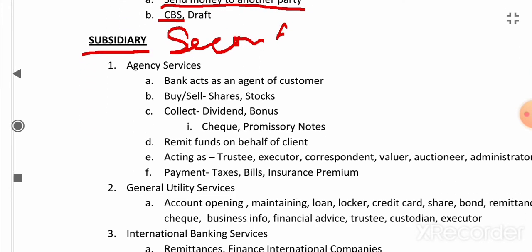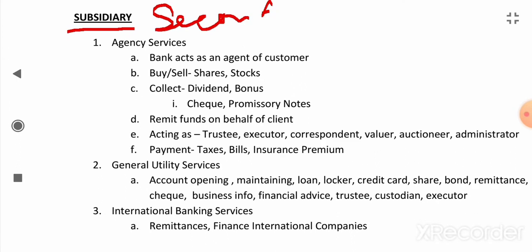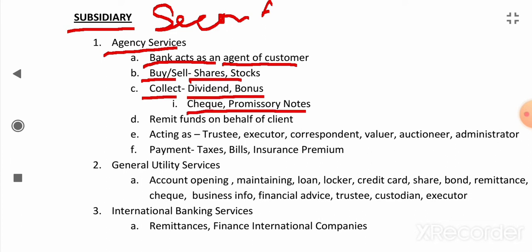What are the secondary functions? The first one will be agency services. The bank will act as an agent of the customer. Like when they buy or sell shares or stocks, they will act on behalf of the customer as their agent. When they collect the dividend, bonus, check, promissory notes, they act as an agent of the customer.